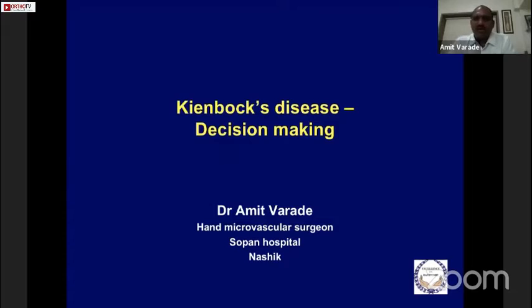This is also a very common problem in our routine clinical practice, and patients come at very different stages of the disease, and sometimes we have a dilemma about what treatment options we should go for. So we'll try to solve this.